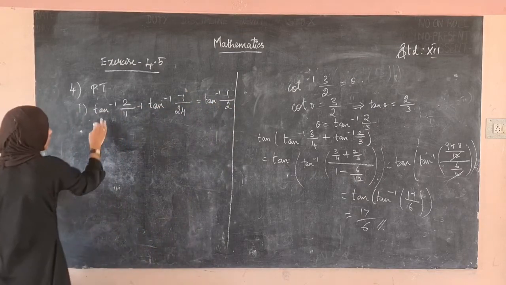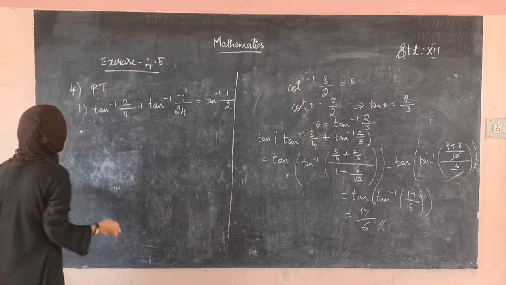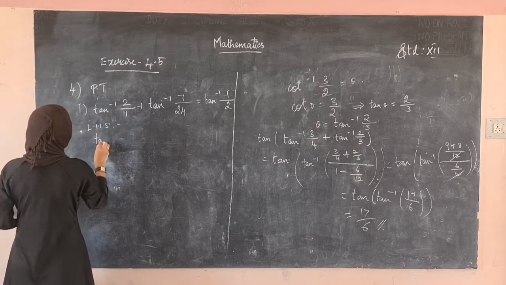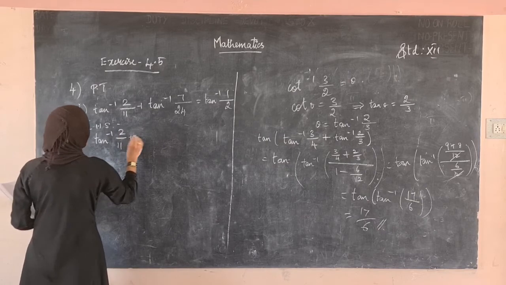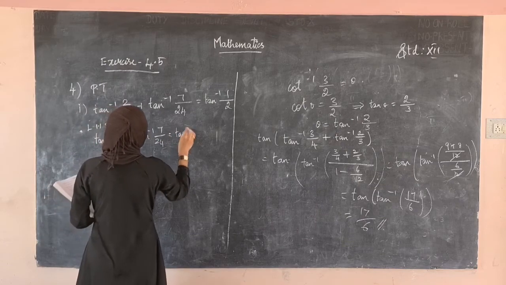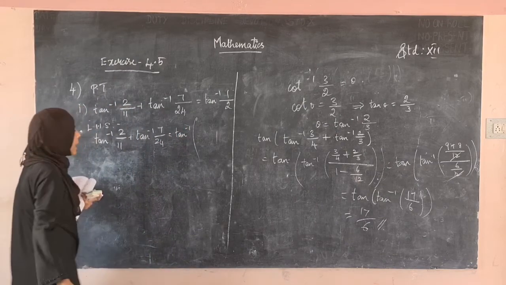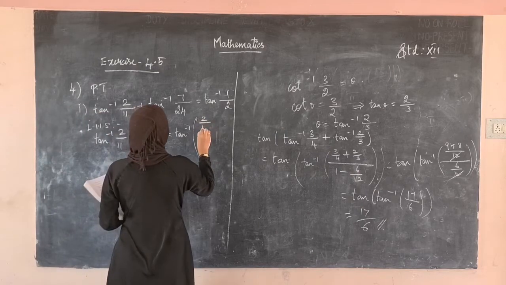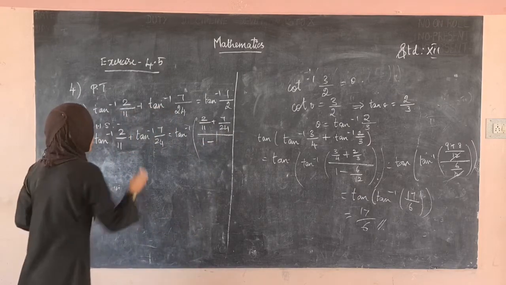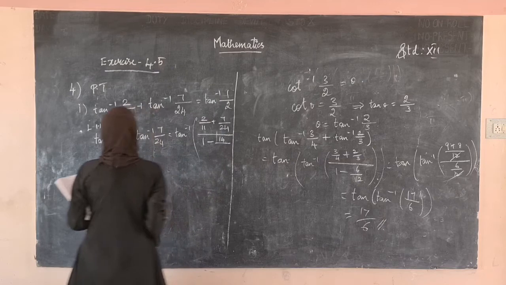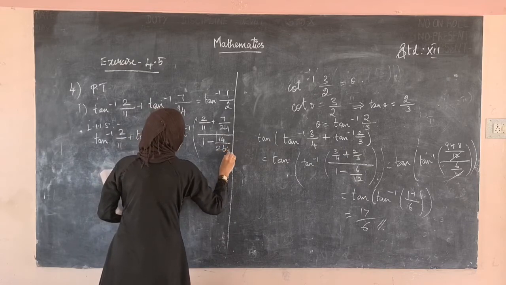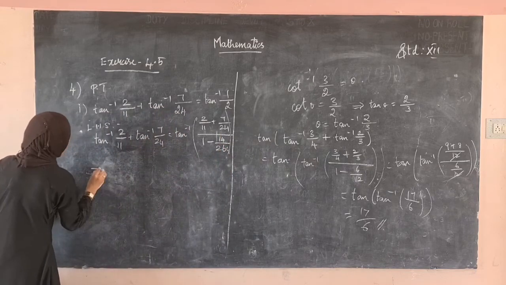Okay. So this is in the format of tan inverse of A plus tan inverse of B. We can apply the formula directly. So, LHS. Tan inverse of 2 divided by 11 plus tan inverse of 7 divided by 24 is equal to tan inverse of A plus B, 2 by 11 plus 7 divided by 24, divided by 1 minus A into B. 7 twos are 14 divided by 24 into 11 is 264. Okay.